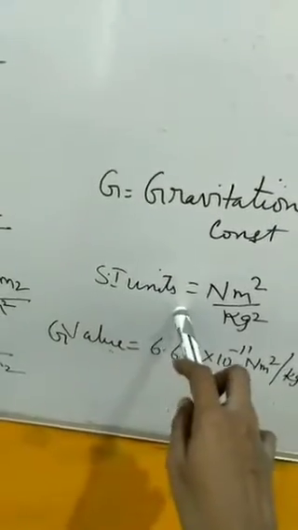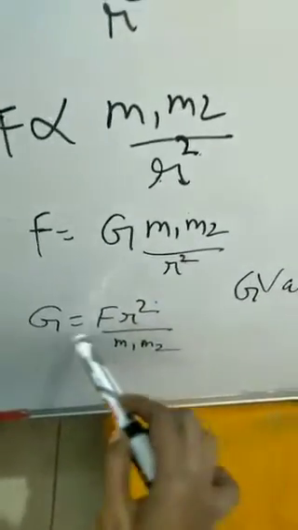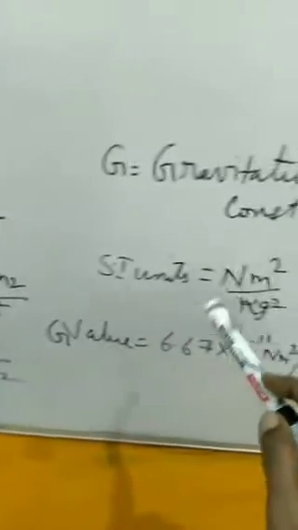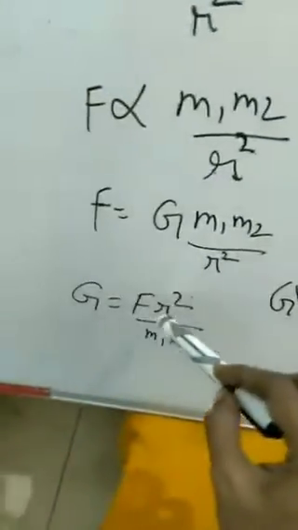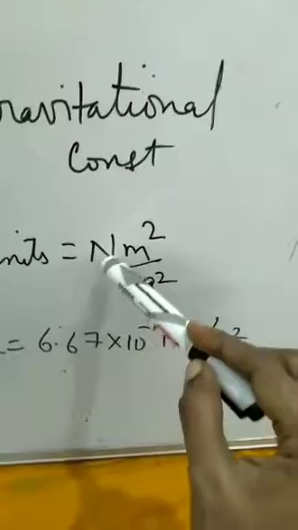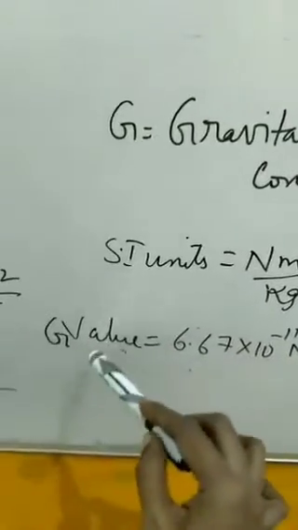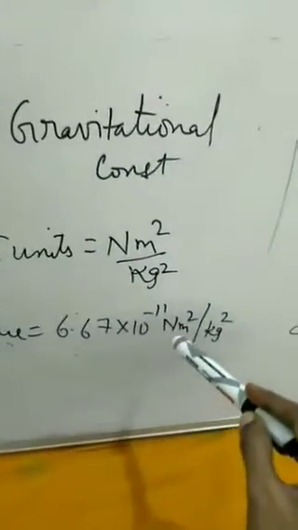So how do you calculate the SI units of G? G is equal to, if you cross multiply, F into r square divided by m1 m2. So G is called the gravitational constant. The SI units will be Newton meter square by kg square. How did you get that? Newton is the SI unit of force, meter square is the SI unit of distance square, and for m1 m2 the SI units are kg. So Newton meter square by kg square, and the G value is a constant, 6.67 into 10 power minus 11 Newton meter square by kg square.